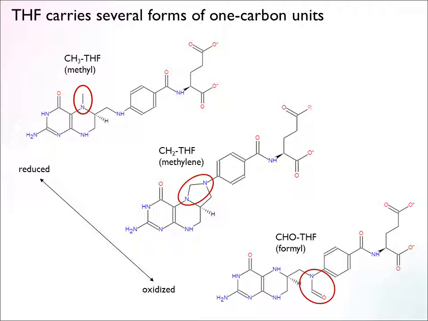The methylene is somewhere in between. So here the carbon is actually bridging these two nitrogens. So there are two bonds to nitrogens, which makes it more oxidized. And then it has two hydrogens bound to it. So this is an oxidation state of 0. And then the most oxidized form is the formyl version. So here you have the carbon bound to one hydrogen, and it actually has a formaldehyde group, really. It's bound to an oxygen and a hydrogen. So folate can carry one carbon unit in these three forms.